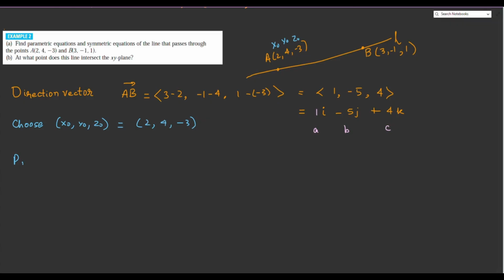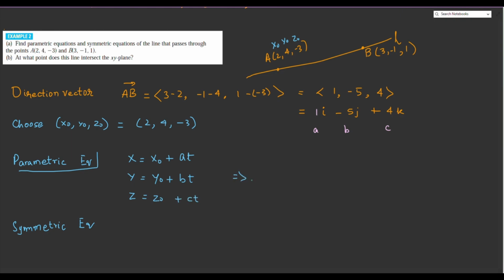And now we have everything. You can find the parametric equations, or the parametric form, and also the symmetric form of the equation of a line, or you can just call it the symmetric equation. So what is the parametric equation? Again, I'm going to write these equations here. x equals x0 plus at, y equals y0 plus bt, and z equals z0 plus ct. Now substituting these values in these equations, we will get the parametric equations.